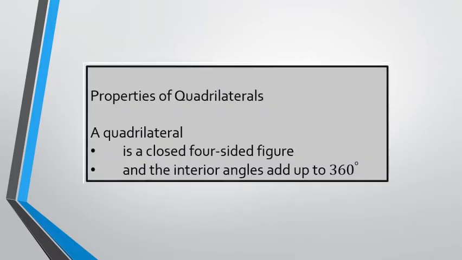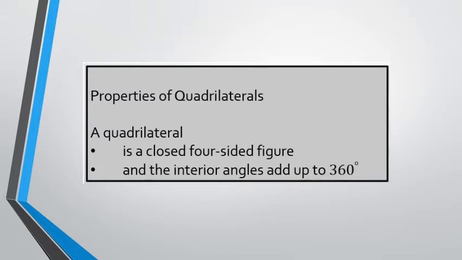Welcome to lesson 7. This lesson is all about quadrilaterals. Let's first see what a quadrilateral is and what the rules, the properties of a quadrilateral are. A quadrilateral, first of all, is a closed four-sided figure. So any kind of figure with four sides will be classified as a quadrilateral. What more about it? The interior angles add up to 360 degrees.